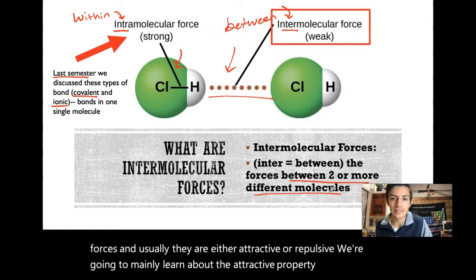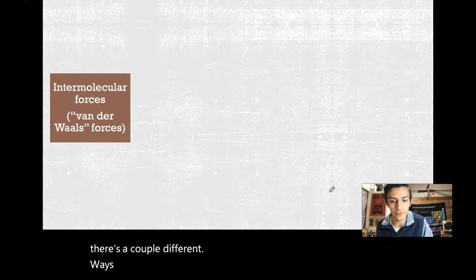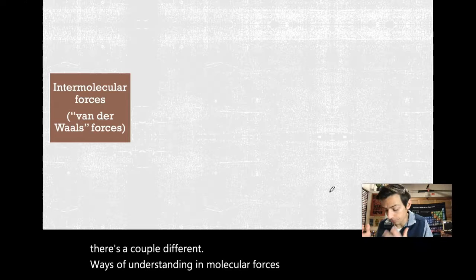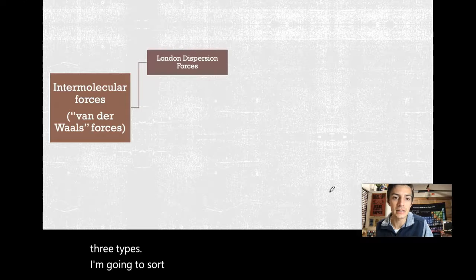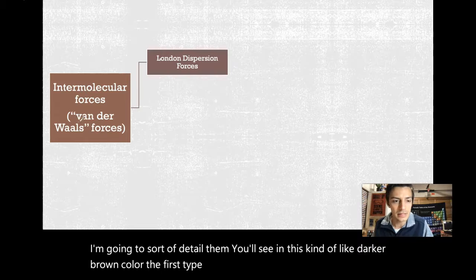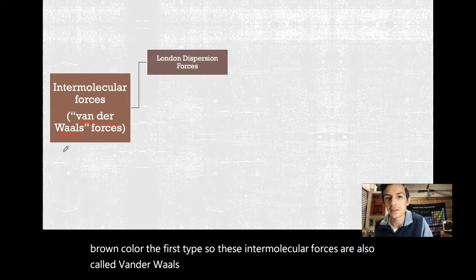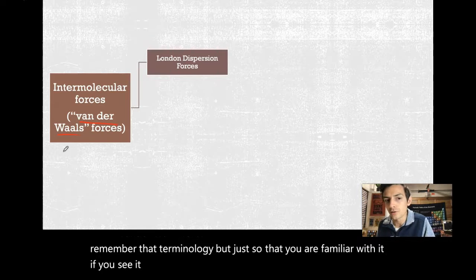So there's a couple different ways of understanding intermolecular forces. Essentially, there's three types. I'm going to detail them. You'll see in this darker brown color the first type. These intermolecular forces are also called van der Waals forces. I'm not so picky that you remember that terminology, but just so you are familiar with it if you see it again, van der Waals or intermolecular forces, those are the same thing.